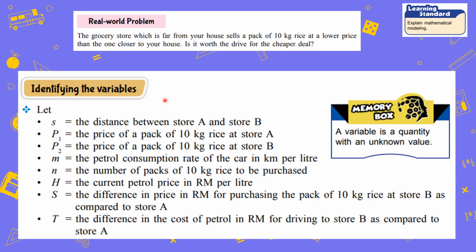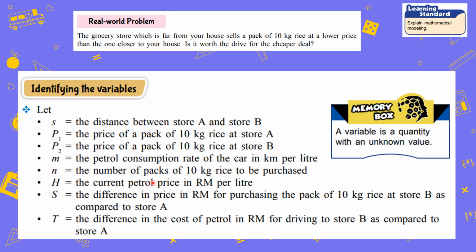After we make the assumptions, these are the variables needed in the mathematical model. You can use any relevant capital letter or small letter. Let's say S is the distance between store A and store B. P1, the price of a pack of 10 kilogram rice at store A. P2, the price at store B. M, the petrol consumption rate of the car in kilometer per liter.